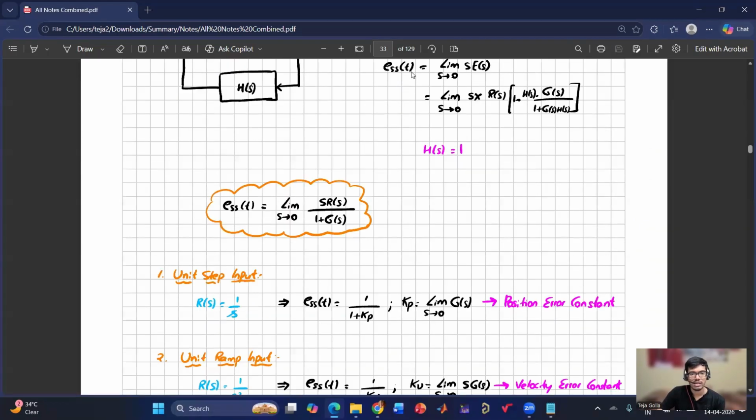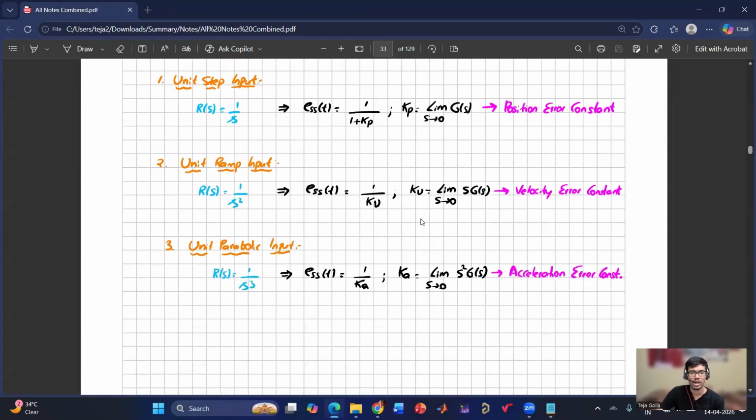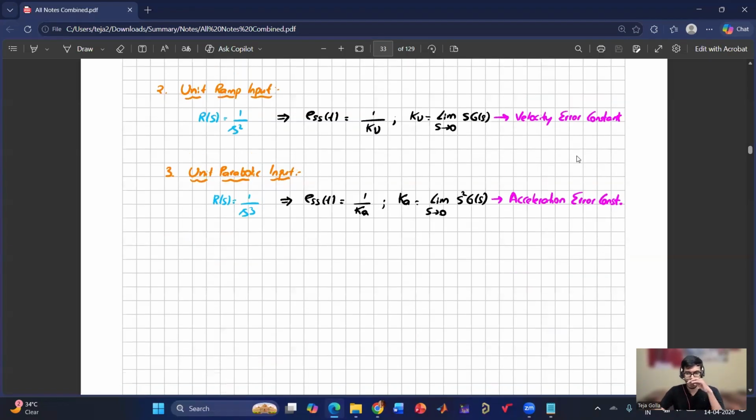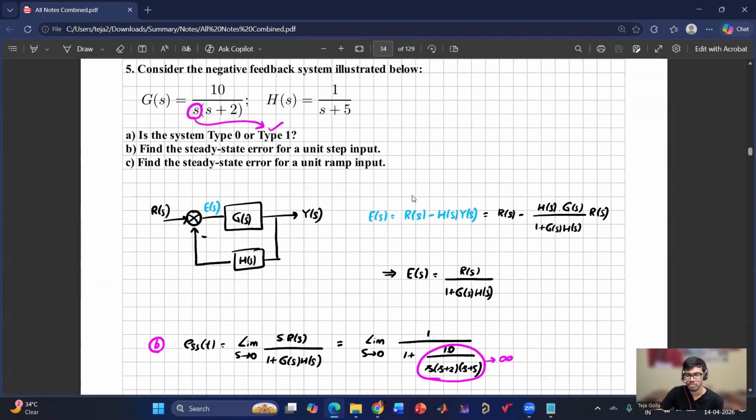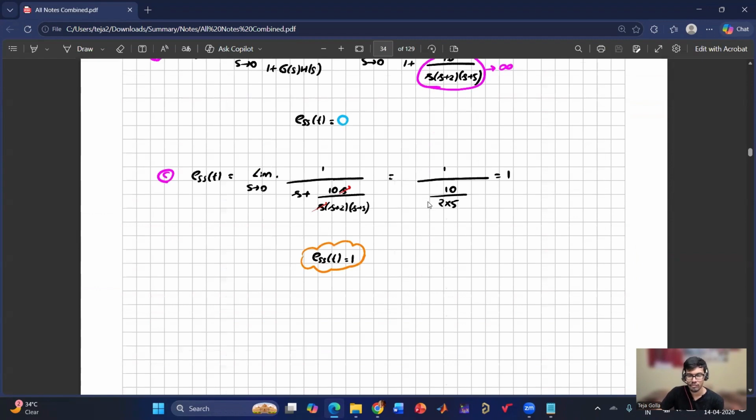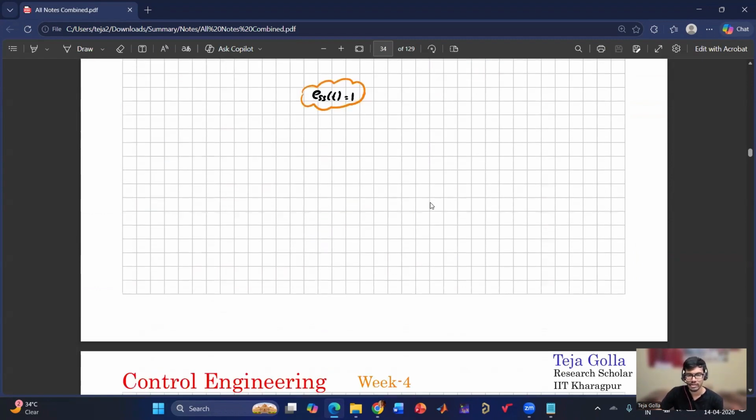Then we have discussed about the steady state error, how we calculate the steady state error if it is step input, ramp input, parabolic input, and then what are position error constant, velocity error constant, acceleration error constant. And then also we have solved one problem based on that. And yeah, if you have any confusion regarding any concept, kindly go through that week.